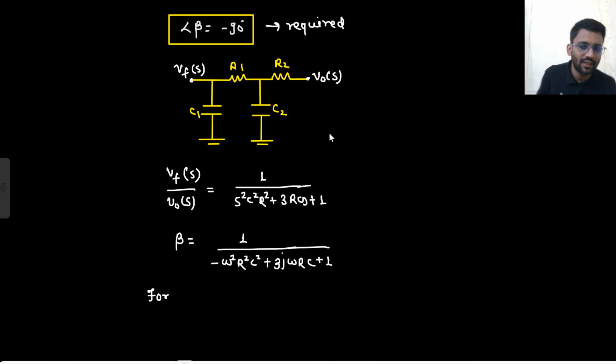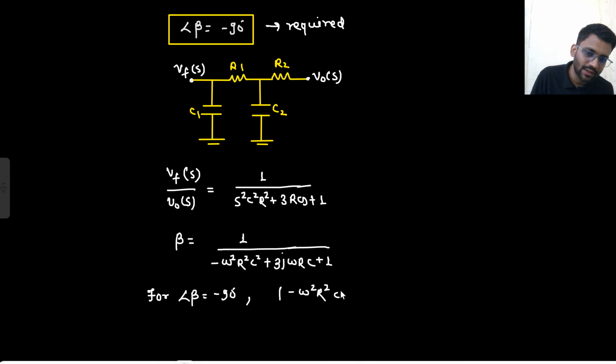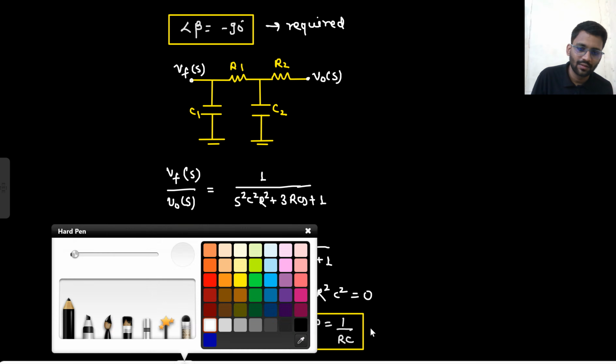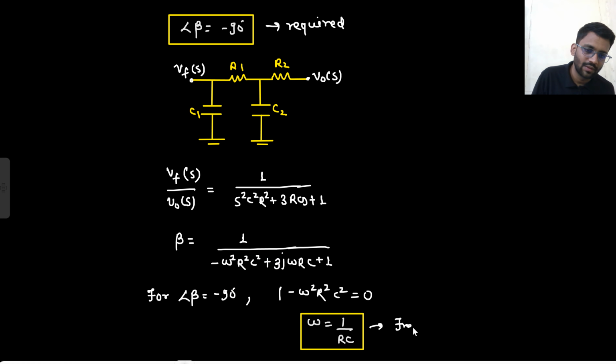So for getting minus 90, for beta equal to minus 90 degree, what you need to do, 1 minus omega square R square C square should be equal to 0. So what will be your omega? That would be 1 by RC. This is your frequency of oscillations, right?